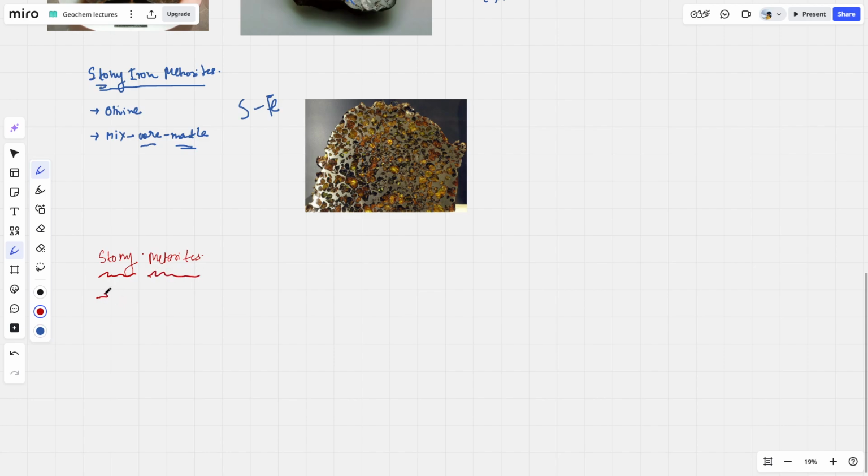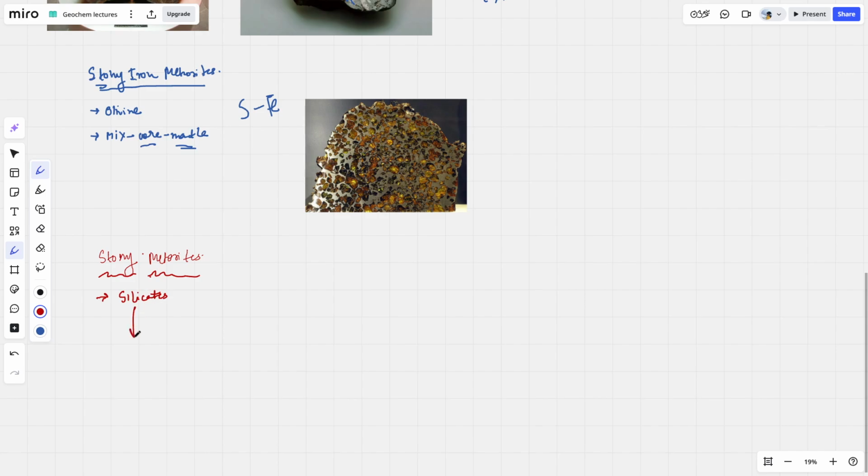So what is the difference between stony meteorites and iron meteorites? They are composed of silicates, right? They're composed of silicates, and they can be chondrites, they can be achondrites. So we'll come to that later. So firstly, chondrites are stony meteorites containing chondrules.